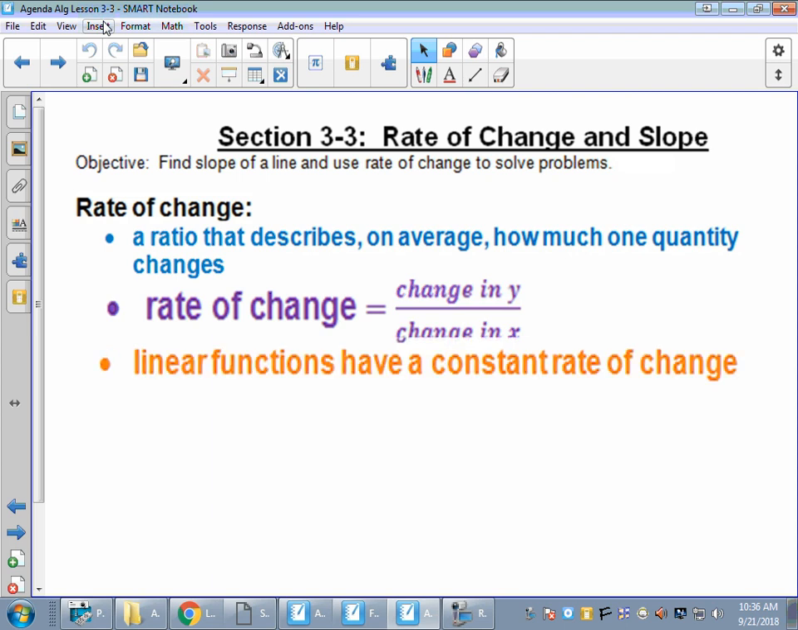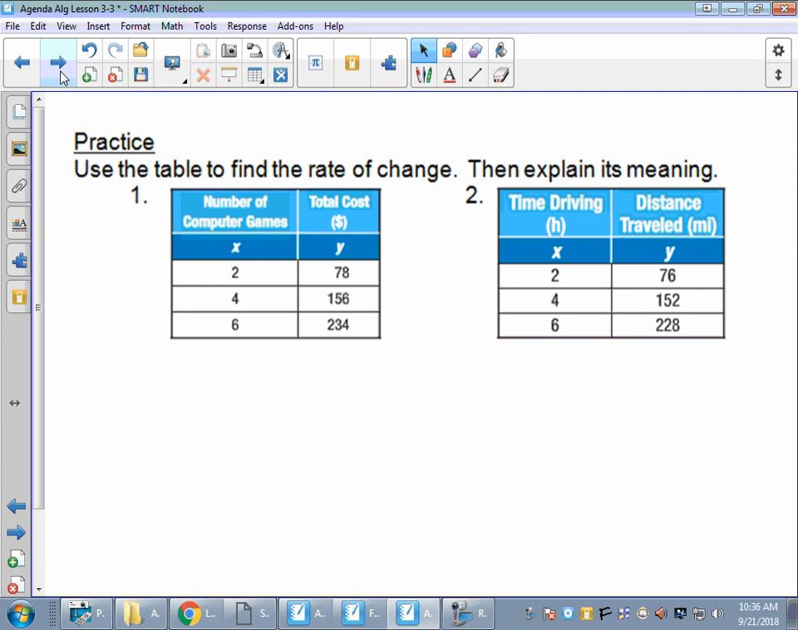And finally, when we talk about linear functions, they have a constant rate of change. The word linear means it's going to be a line. It's going to be a straight line because it's constantly moving up or constantly moving down, or straight sideways, or up and down. We'll talk about all those. Okay, so let's first use this practice table to find the rate of change, and then try to explain its meaning.